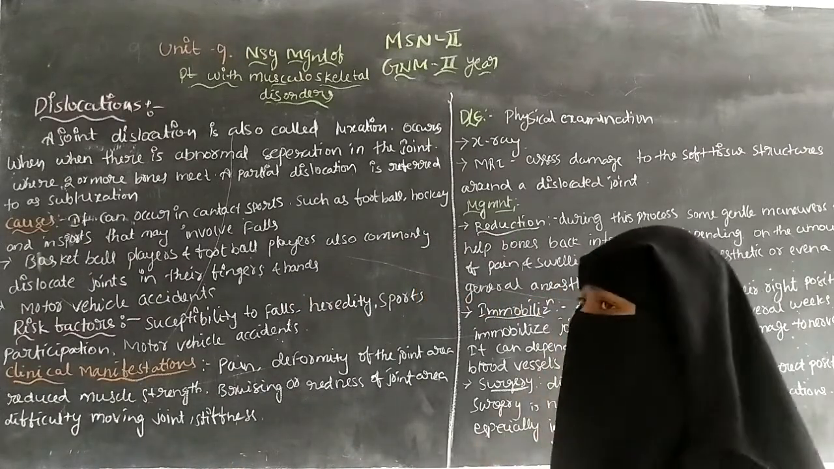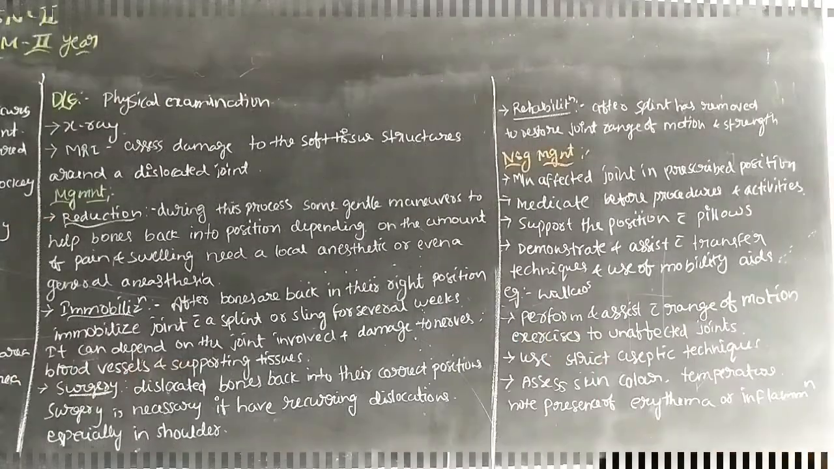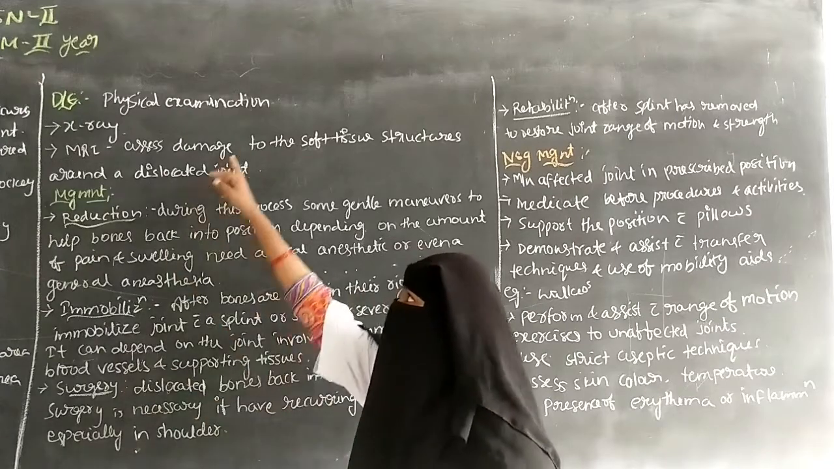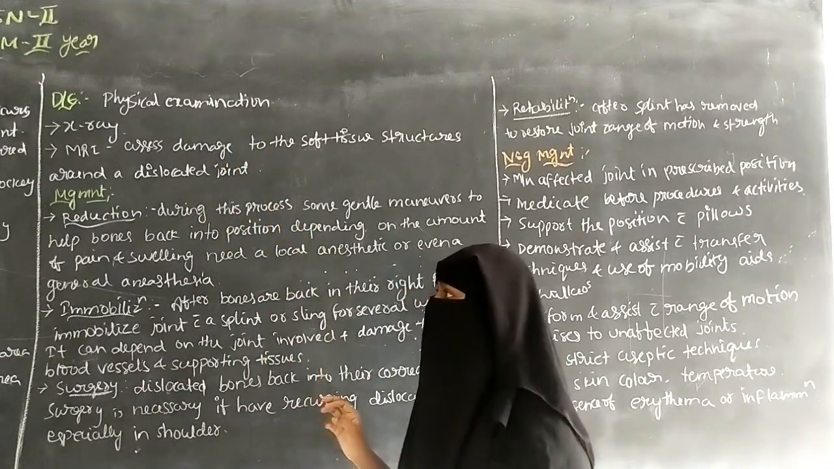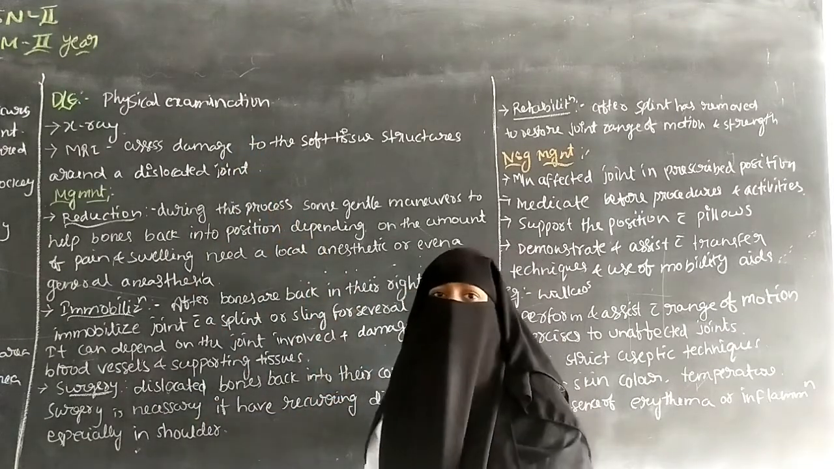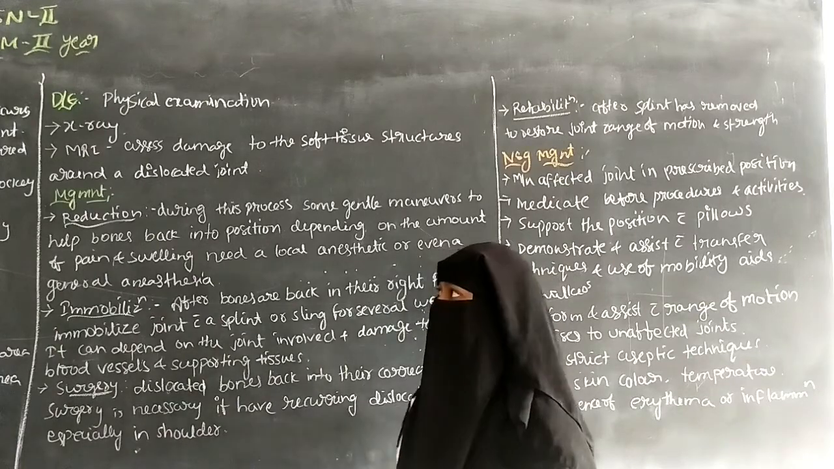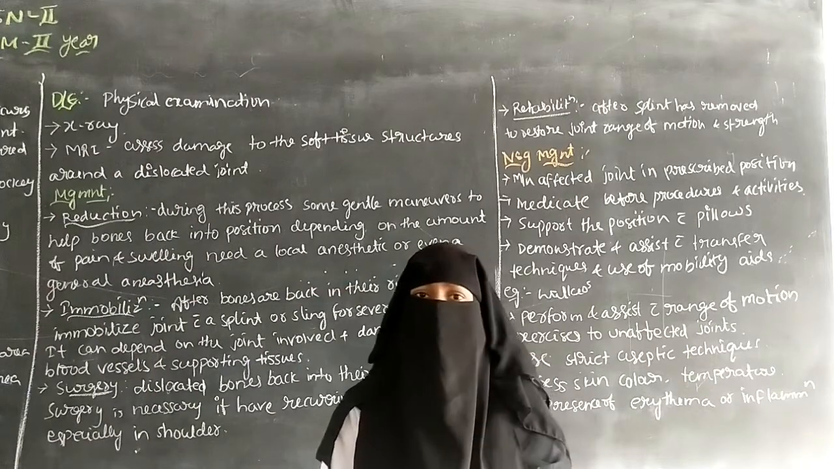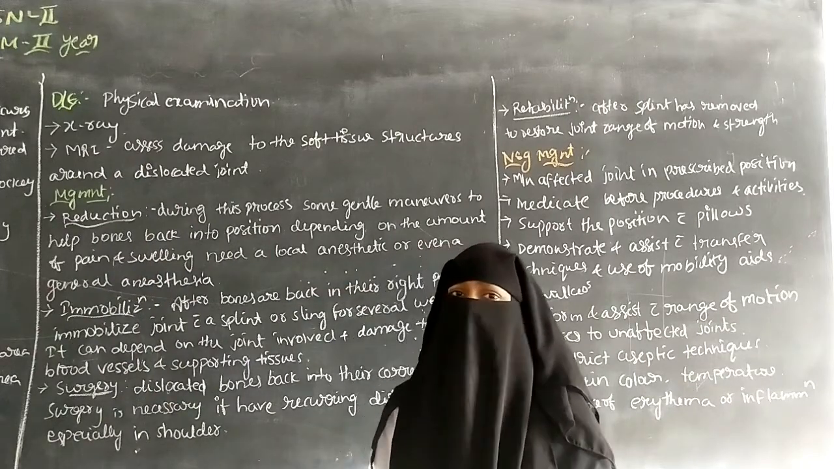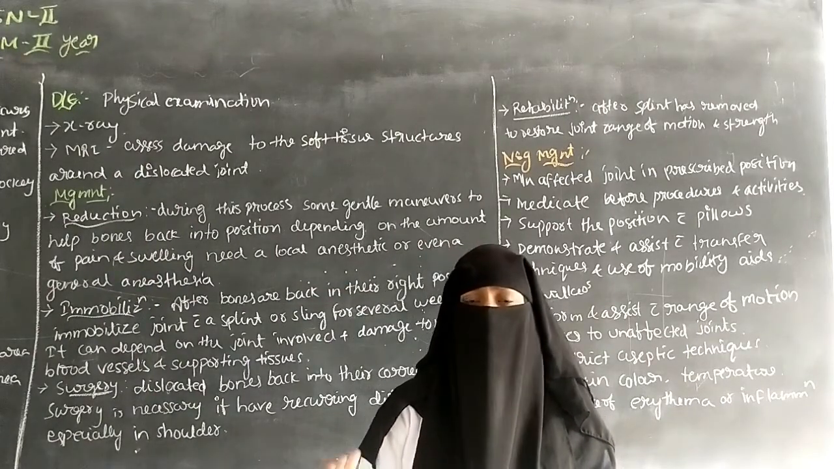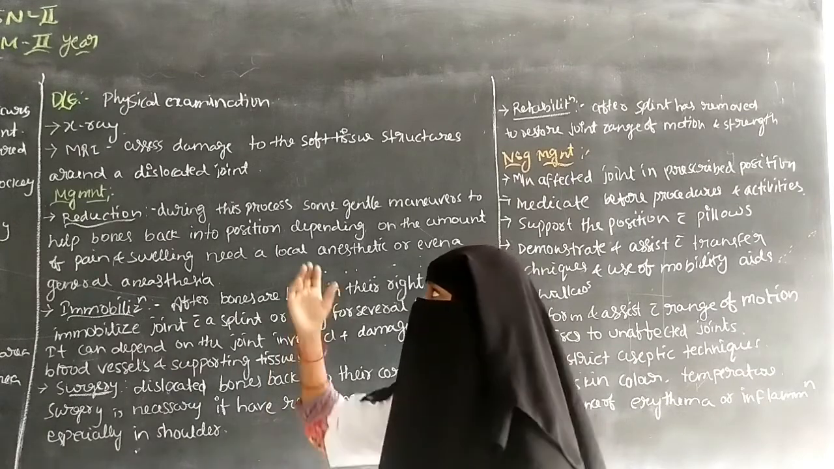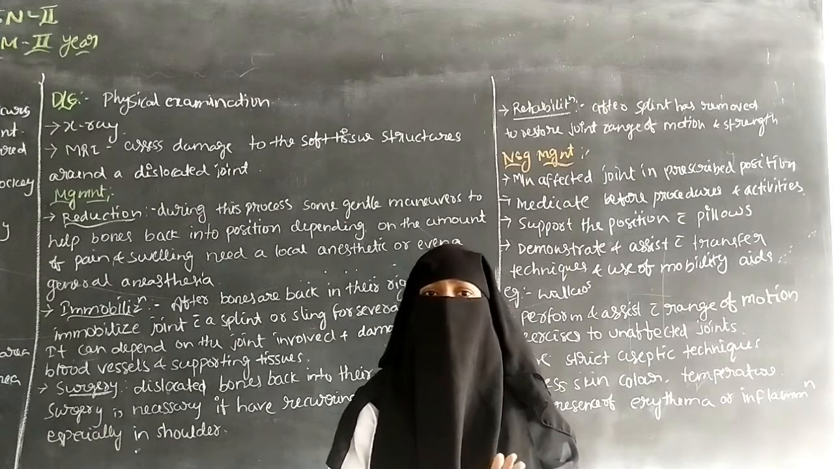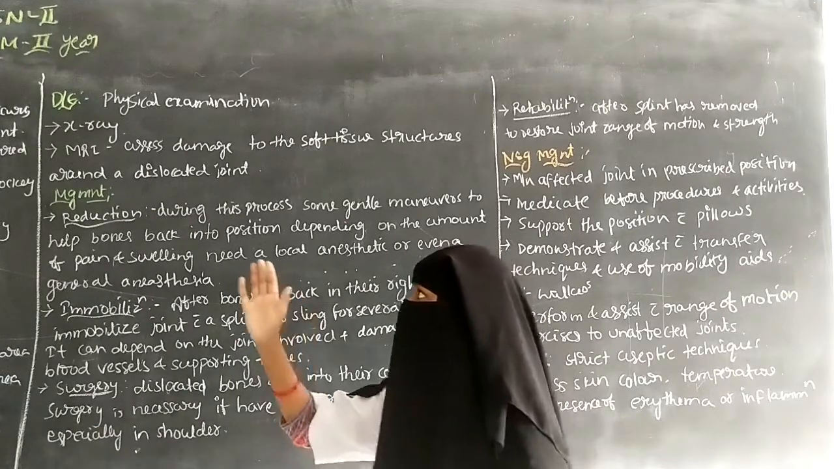Next is diagnostic evaluation. It includes the physical examination, by which we can assess the dislocation of the patient's joint. Next is X-ray. The X-ray can be done to diagnose the dislocation; where the dislocation is present at the joint, we can identify it by X-ray.